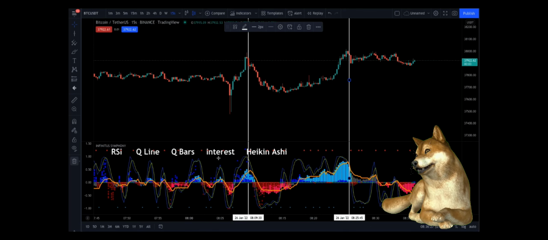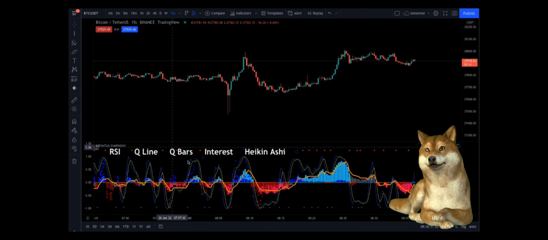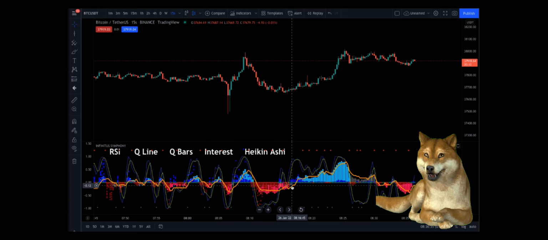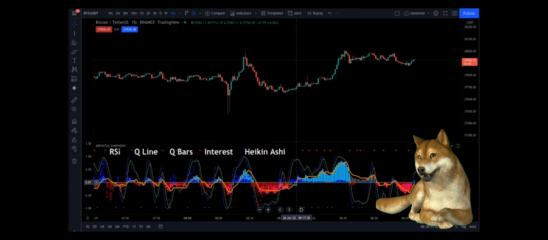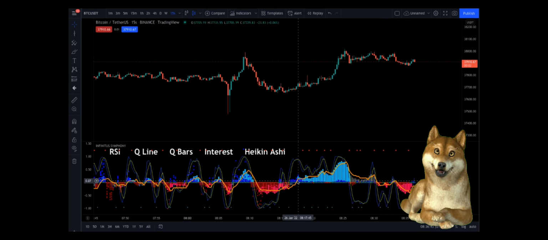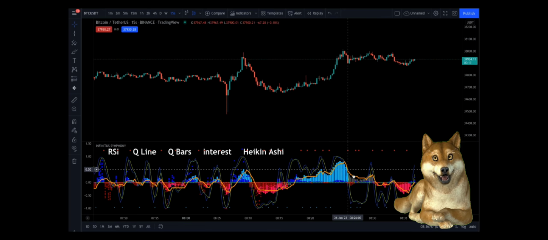Moving forward, we're going to look at the Q line. That's this orange line here, and when I see it cross the horizon going north, this would be saying that prices are going to tend to increase, and when it starts heading south, that means price is going to tend to decrease.